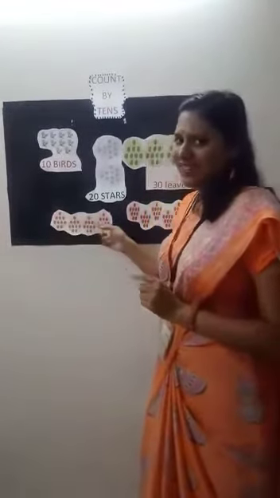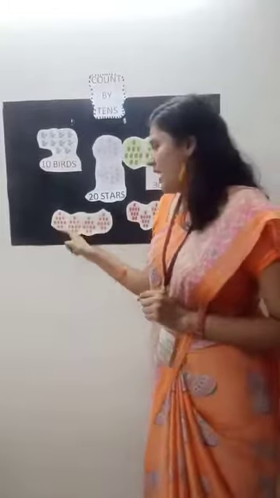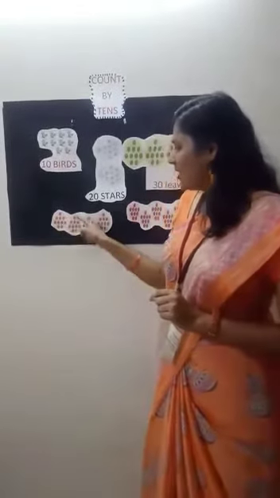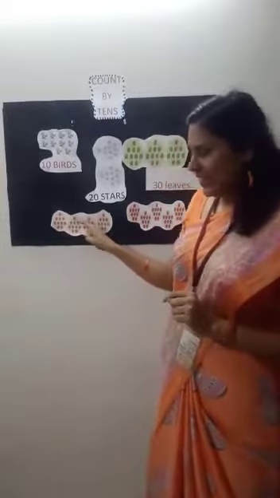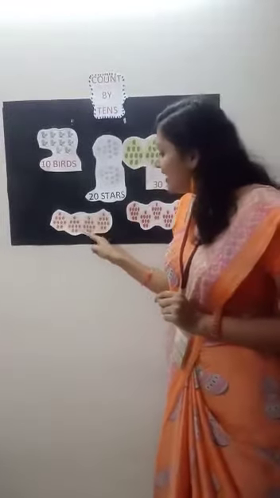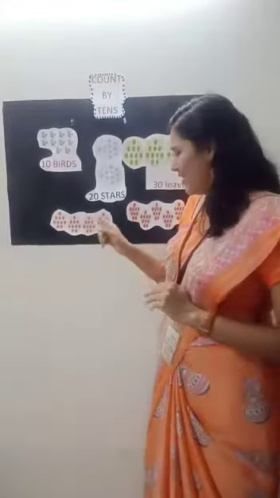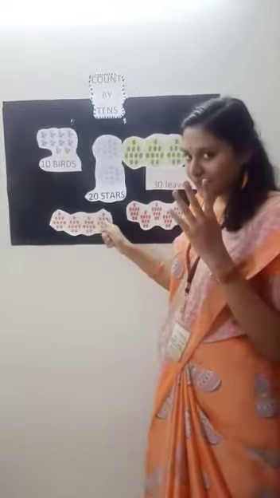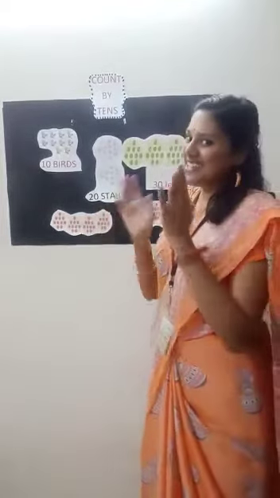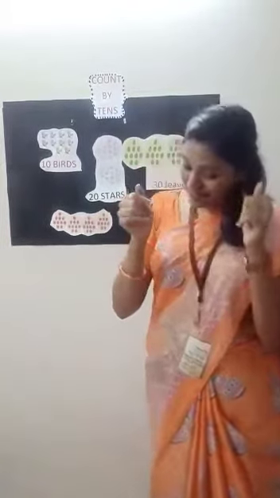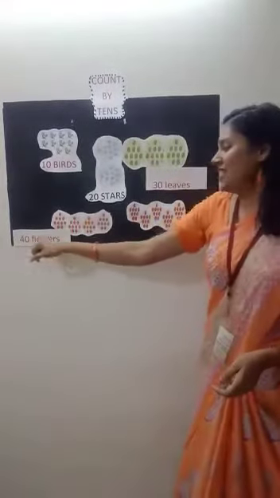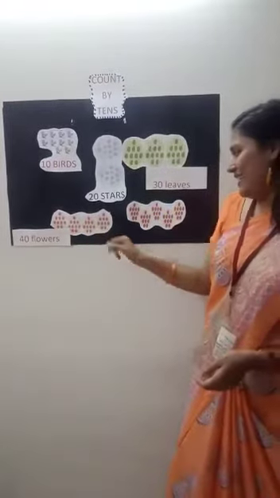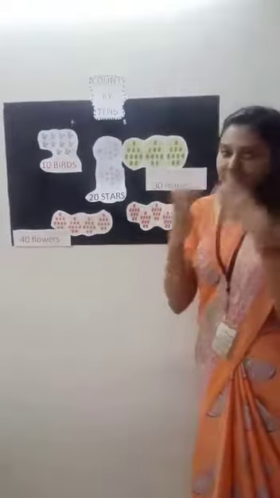Now this. Count how many flowers are there. 10. 20. Very good. This, 30. Very good. This, 40. Yay! Super! You all learned fast. So how many flowers? 40 flowers are there.